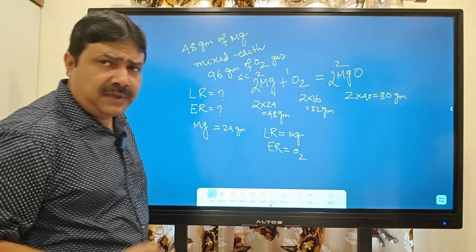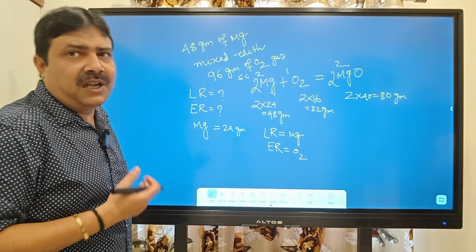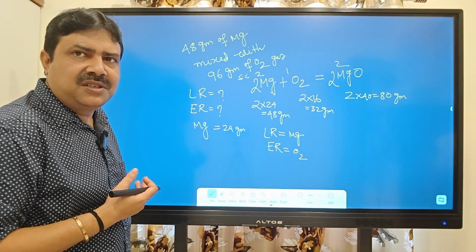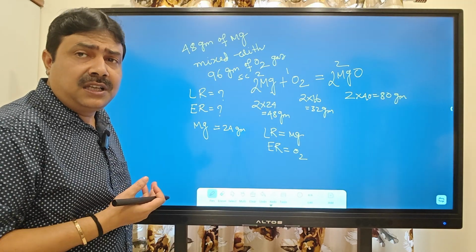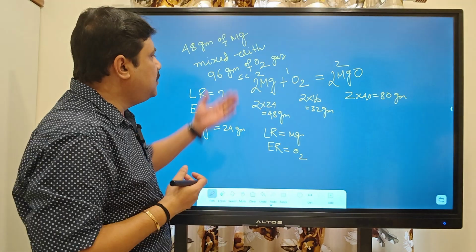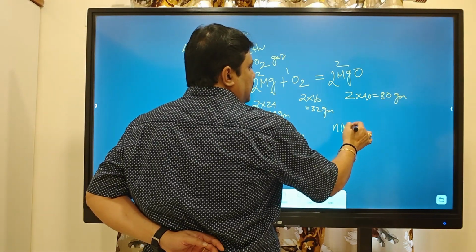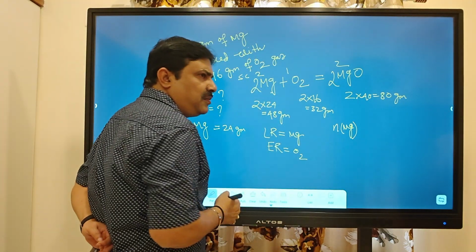If you want to do my method, that way also you can do. Here they are giving very whole numbers. If I write down the balanced chemical equation, I can catch it. But if they are giving fractions, then what will you do? Then my method only will help you. So here you can easily find the number of moles of magnesium, because the number of moles is mass divided by molar mass.